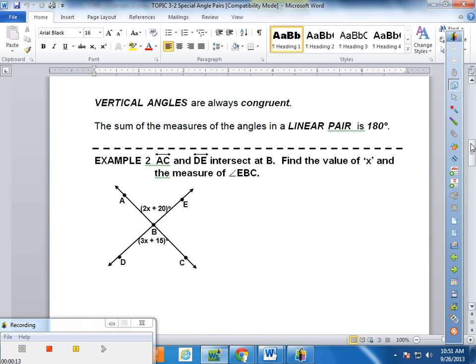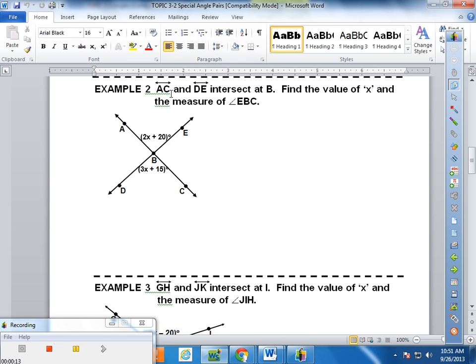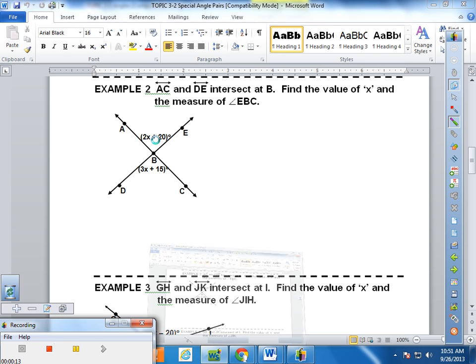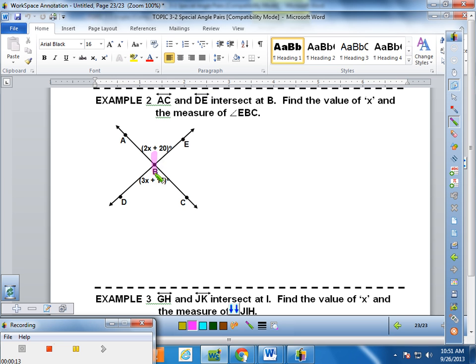Looking at example 2, it says that line AC and line DE intersect at point B. They want you to find the value of x and the measure of angle EBC. So you have to figure out what x is, then you have to plug it back in. Looking at the picture, I notice that these two angles are across from each other. That makes them vertical. Vertical angles are equal.